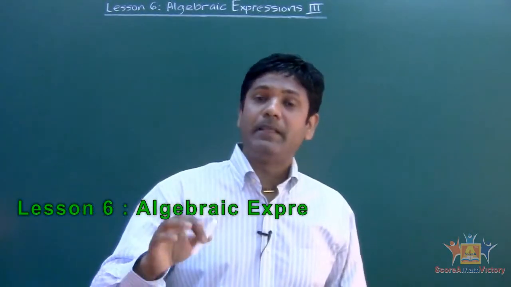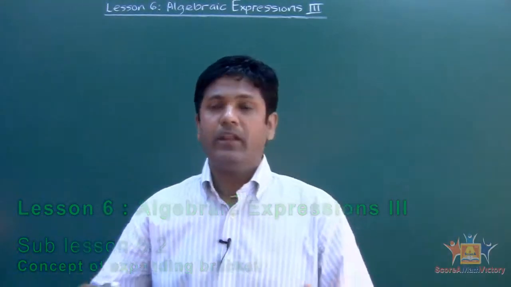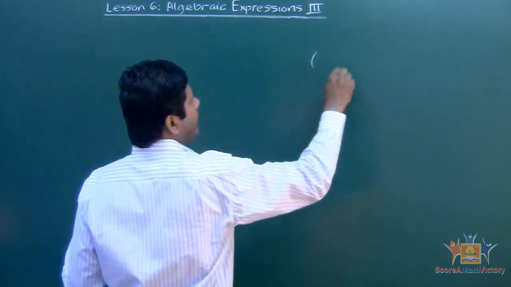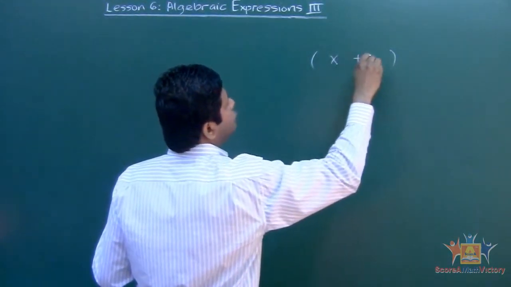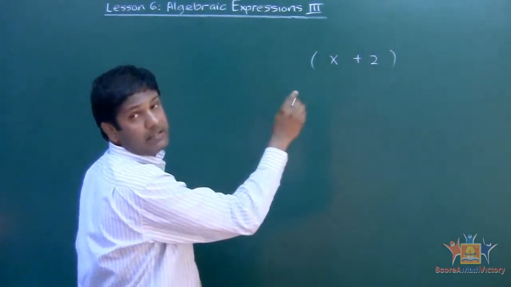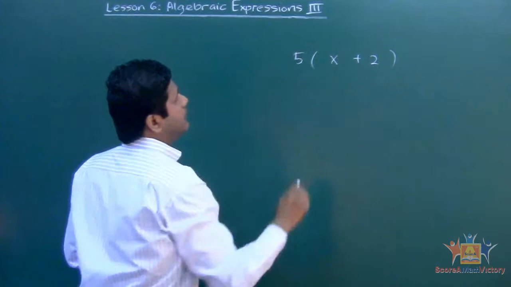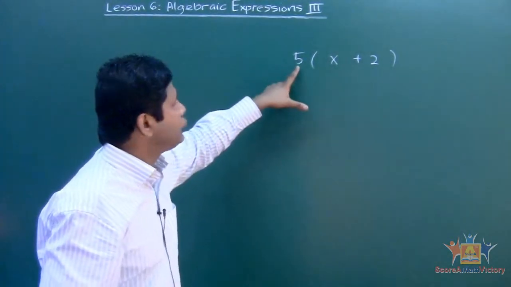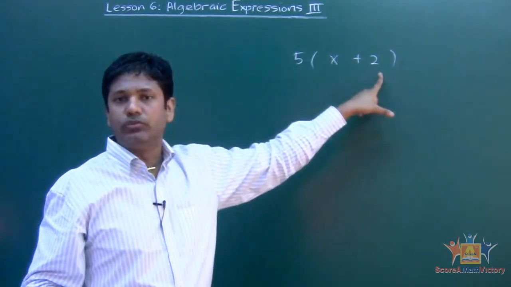Well, in this sub-lesson we're going to talk about the concept of expanding brackets. Now what is expanding a bracket? Let's say, for example, I give you a bracket. Inside the bracket, let's say x plus 2. And then I'm going to multiply that on the outside of the bracket, let's say by 5. When I say expanding the bracket, that means I'm distributing the 5 into x and 2.